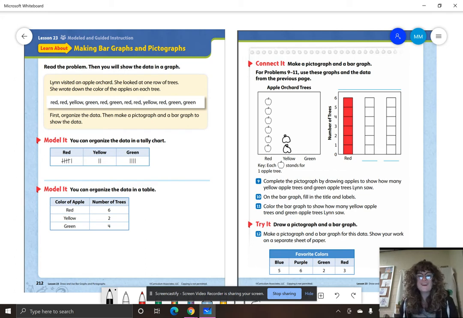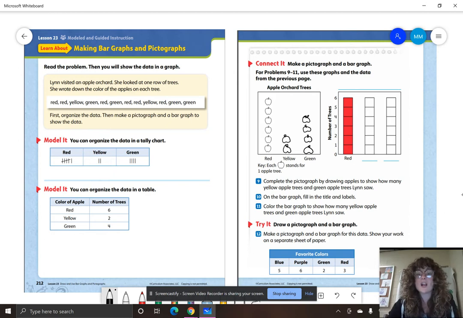2. All right, and our green apple trees. We have 4 green apple trees. So how many apples am I going to draw above green? 4. All right, here we go. All right, we have 1, 2, 3, and 4. Excellent. All right, now let's complete the bar graph.